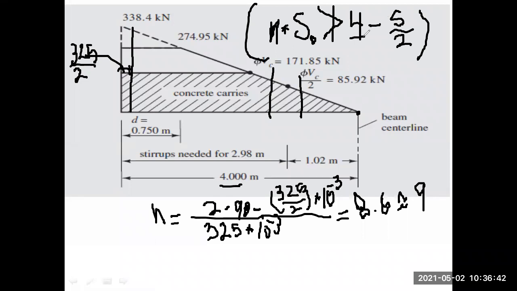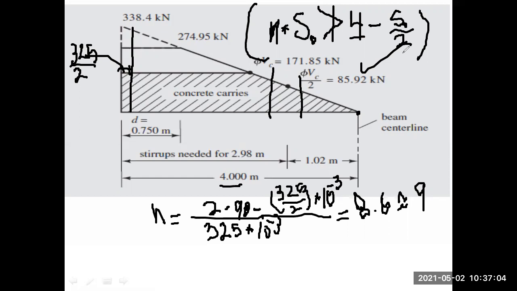And from the 4 meter, this distance is deducted. So it would be s naught over 2. If it has not exceeded, then okay.